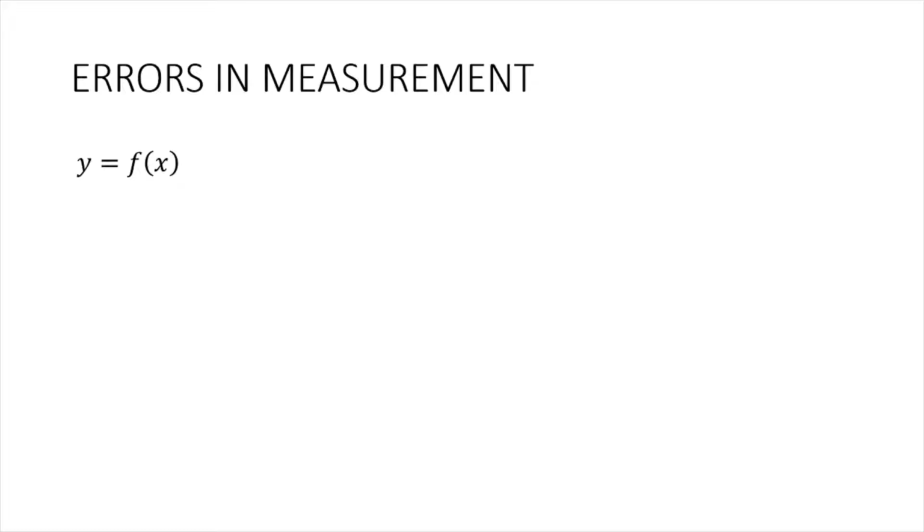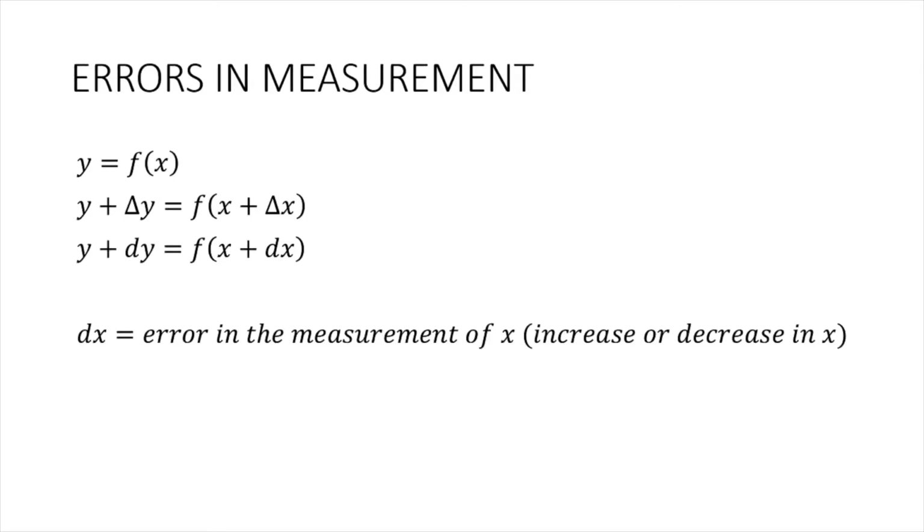If there's a change in x, then there's a corresponding change in y. We did this with the approximation formula, if you can still remember. So this becomes y plus delta y equals f of x plus delta x. Then again, the same with the approximation formula, if the changes are very, very small, then we can rewrite this equation as y plus dy equals f of x plus dx. For problems that involve errors in measurement, we can use dx, or the differential of x, to describe the error in the measurement of x.